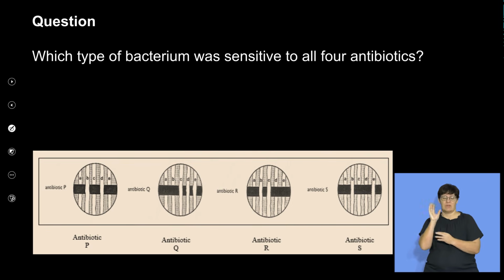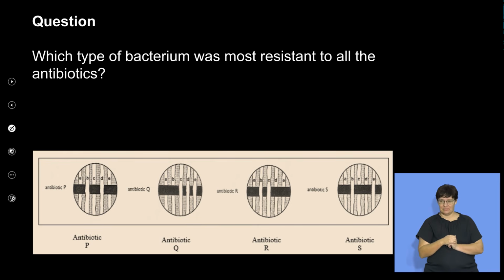Which type of bacterium was sensitive to all 4 antibiotics? In other words, which one of A, B, C, D, or E did the antibiotics kill everywhere? I want you to have a look. Look at A there. Look at A there. Look at A there. So the bacteria that was easy to clean, and we used a small a because that was the letter that we used.